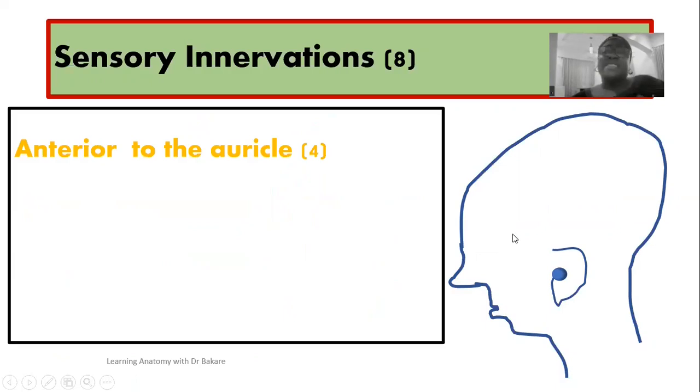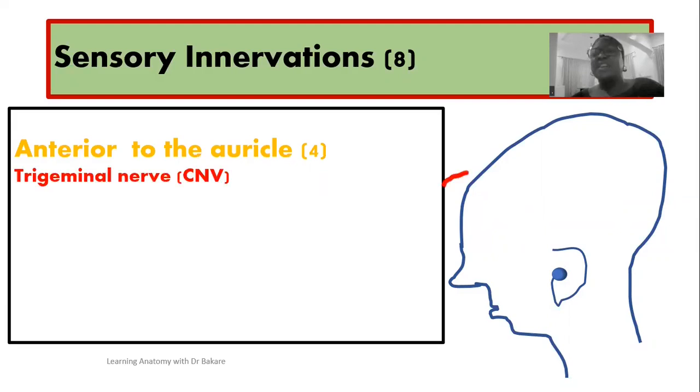So driving in on the anterior branches that supply the anterior region of the scalp, that is the region that is located anterior to the auricle. We say we have 4 of these branches. And these branches are from the trigeminal nerve. We know that the trigeminal nerve is the 5th cranial nerve. And this is the trigeminal nerve here, highlighted in red.